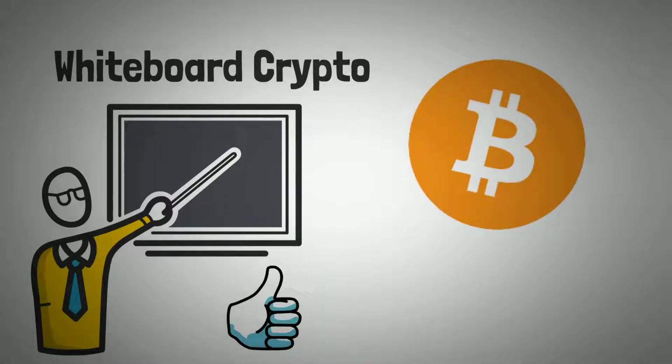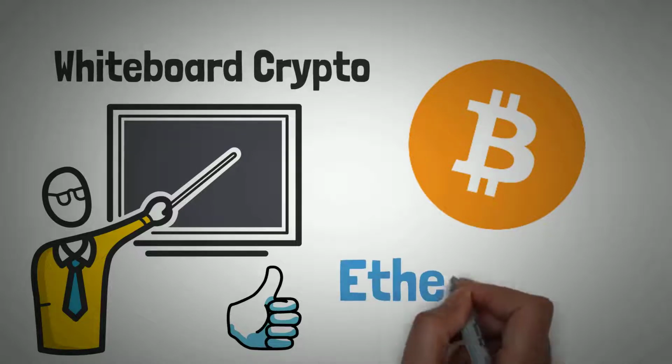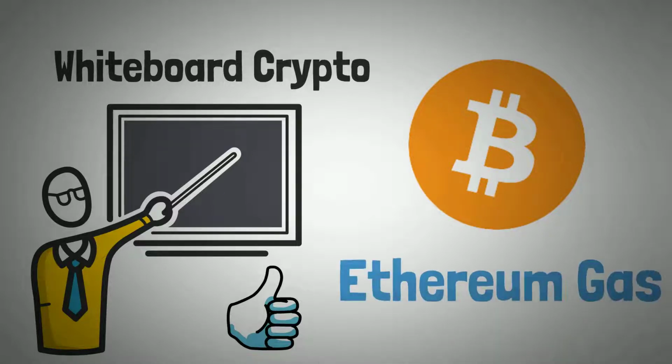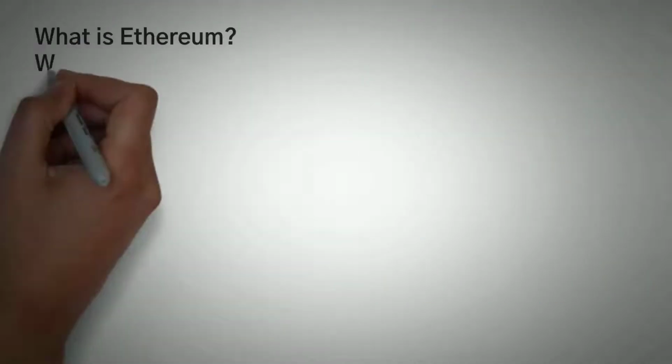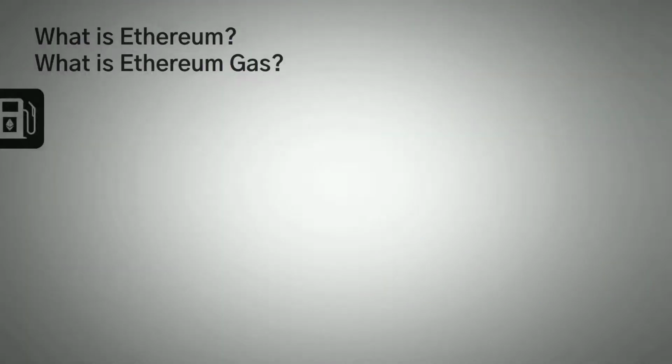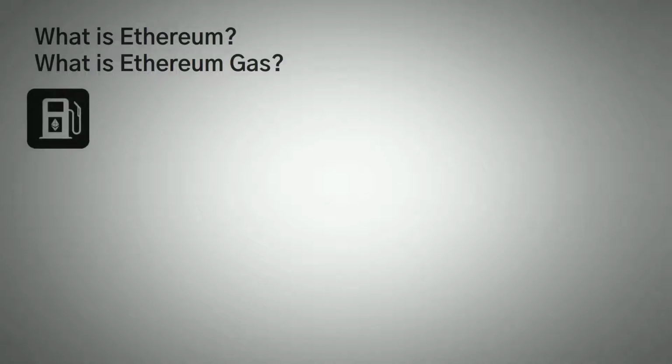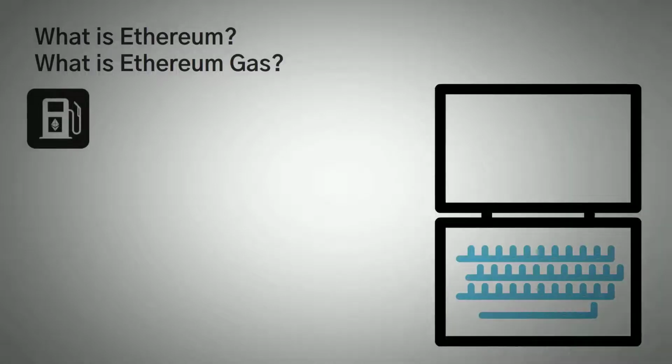Hopefully, you connected with that pumpkin spice analogy because it's relevant to Ethereum and something you're going to learn about today called Ethereum Gas. So, what is Ethereum and what is Ethereum Gas? Well, first off, Ethereum is programmable money. Basically, you can use it to do things.